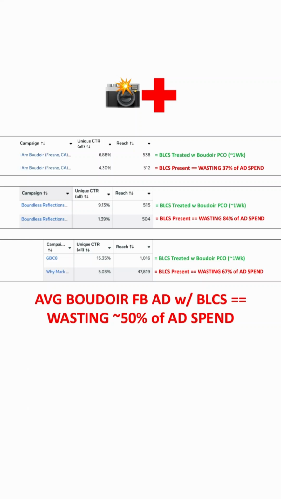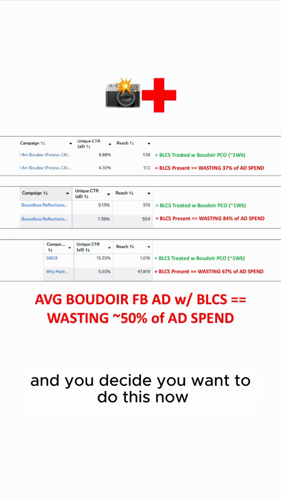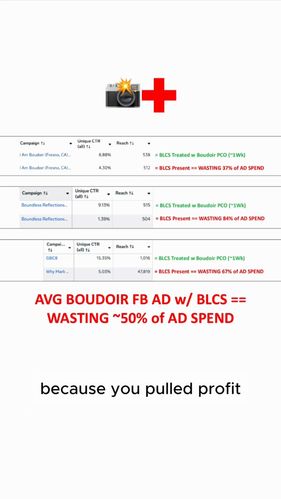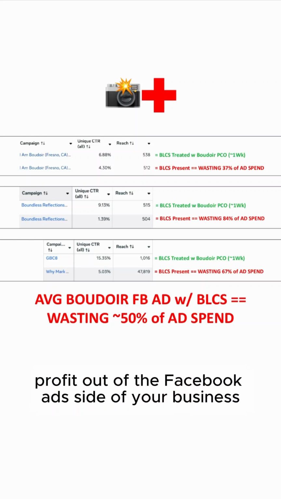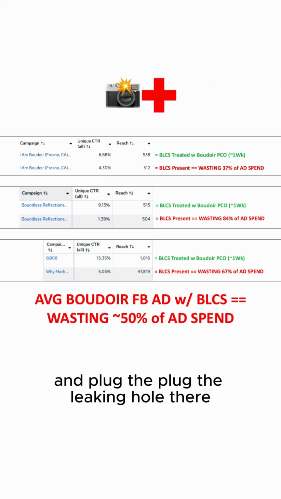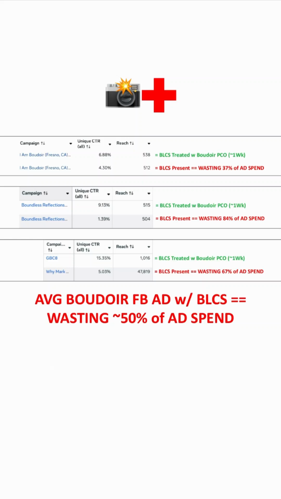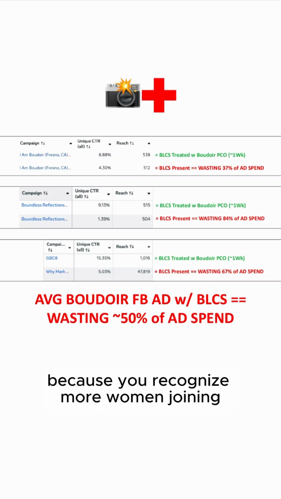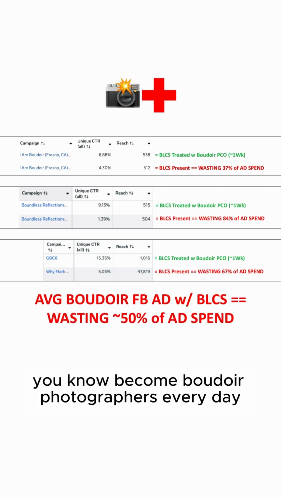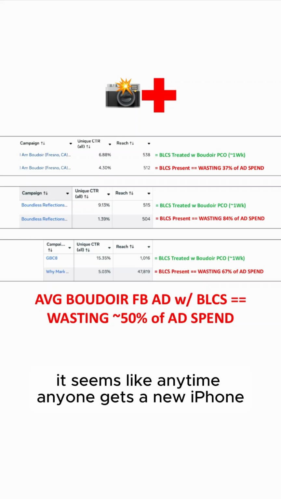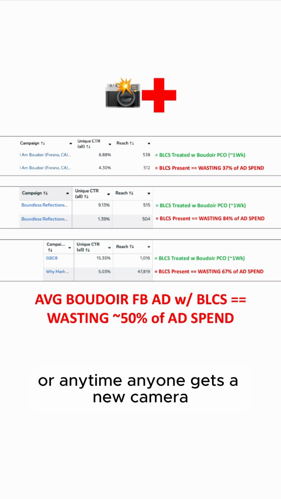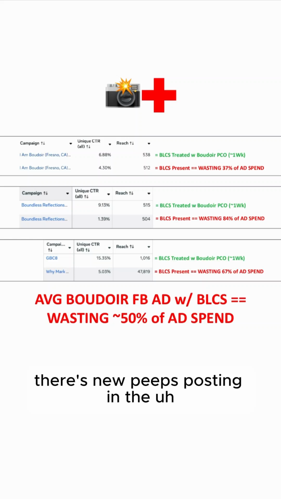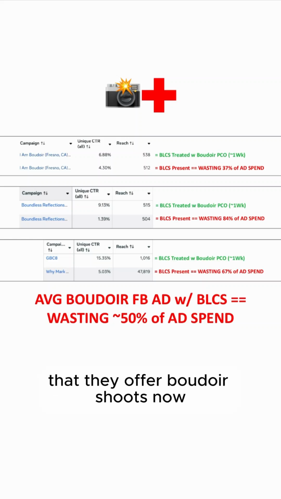And you decide you want to do this now, because you've pulled profit out of the other parts of your business. Now you want to pull and optimize profit out of the Facebook ad side of your business. Kind of plug the leaking hole there, because you recognize more women are becoming boudoir photographers every day. It seems like anytime anyone gets a new iPhone, there are new Google My Business profiles going up, or anytime anyone gets a new camera, there are new peeps posting in the mom groups for boudoir that they offer boudoir shoots now.